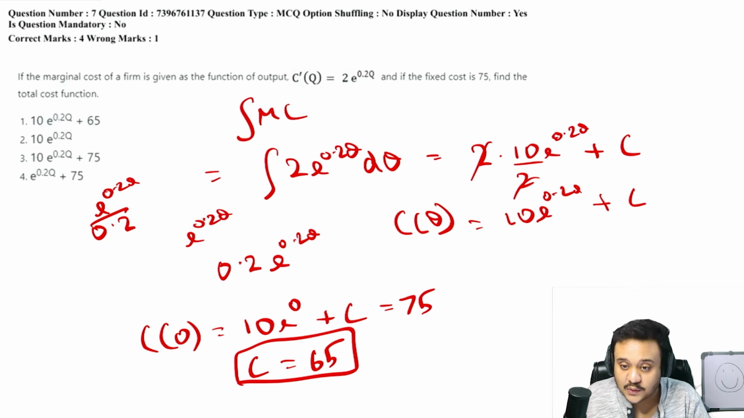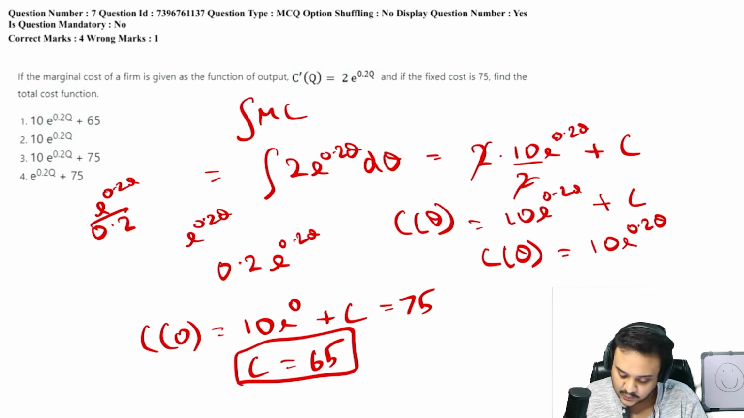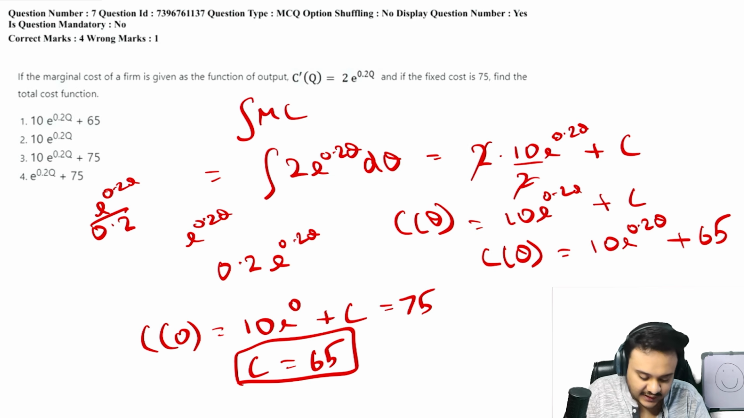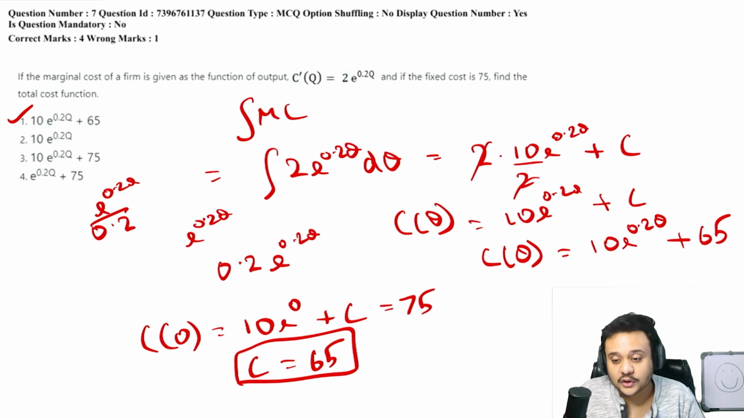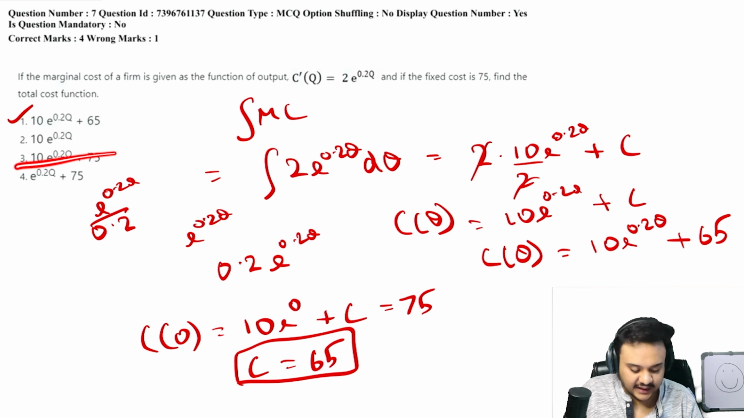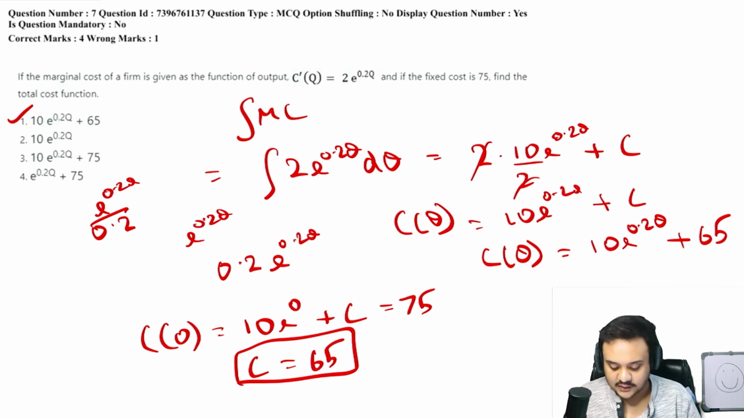So your actual total cost function is 10 e raised to the power of 0.2Q plus 65. So A is right, and most of the students had marked 3. Alright, so let us move on.